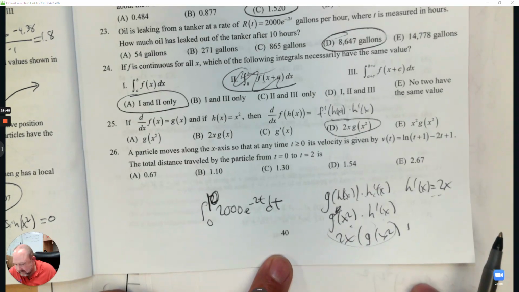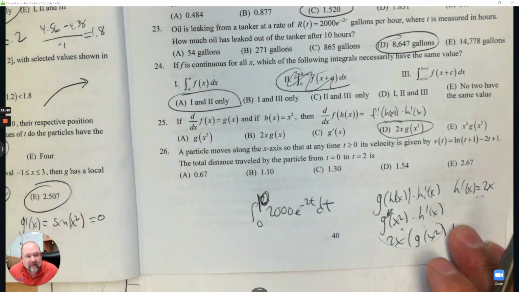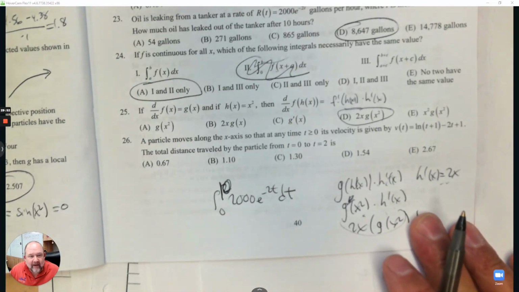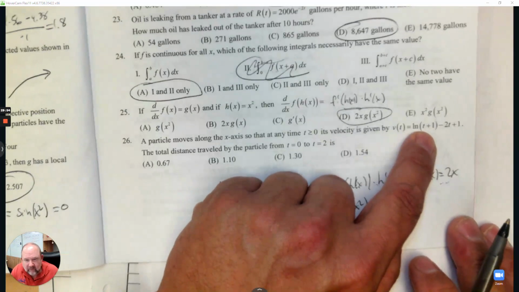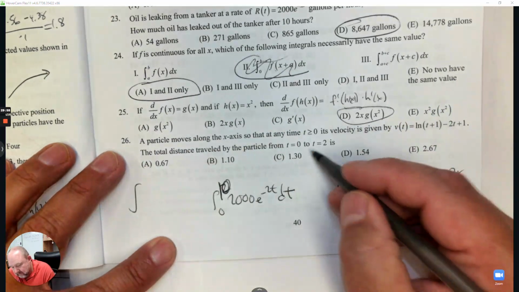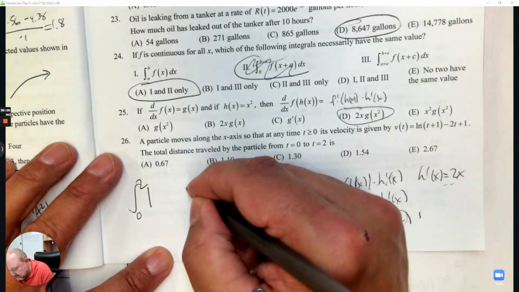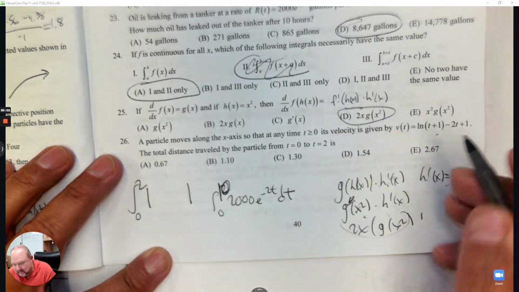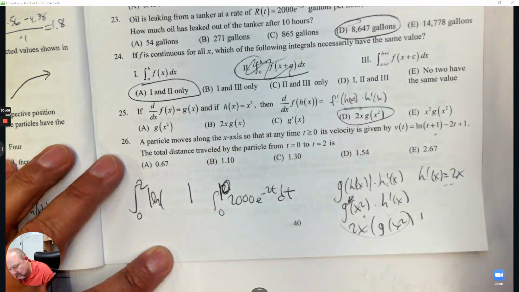All right, last one, 26. A particle moves along the axis, so its velocity is given here. The total distance, easy question. We're going to integrate from where to where? 0 to 2. Total distance is absolute value. Plug that in, use your calculator, and it's over.